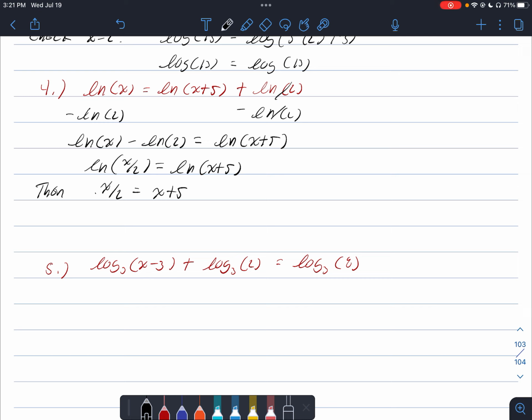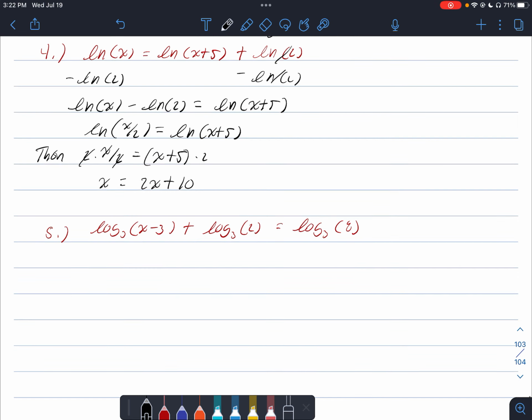Okay, so if we go ahead and multiply both sides of this equation by 2, then we'll end up with x is equal to 2x plus 10 after we distribute that 2. And if we take 2x away from both sides, we'll have negative x is equal to 10. We can divide by negative 1. And therefore we get x is equal to negative 10.